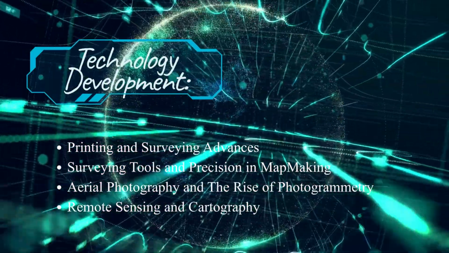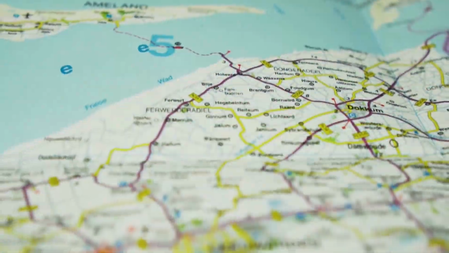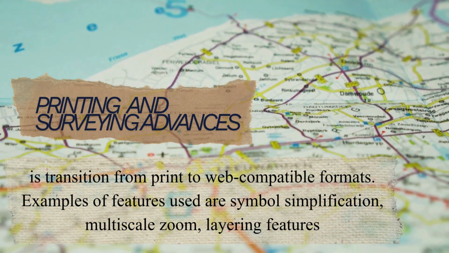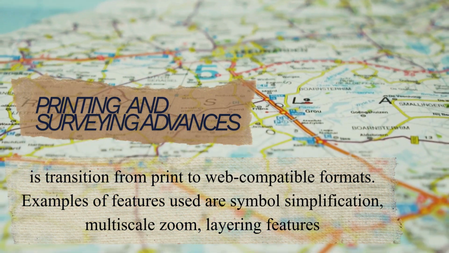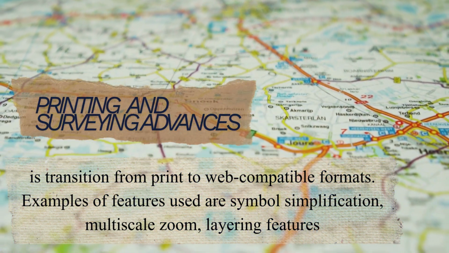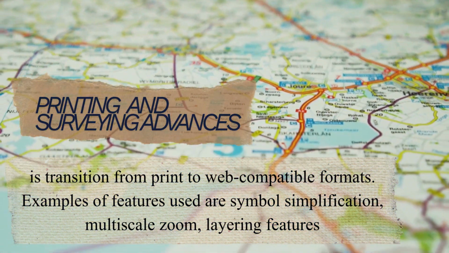Technology developments. Printing and surveying advances came as a transition from print to web-compatible formats. Examples of features used are symbol simplification, multi-scale zoom and layering features.